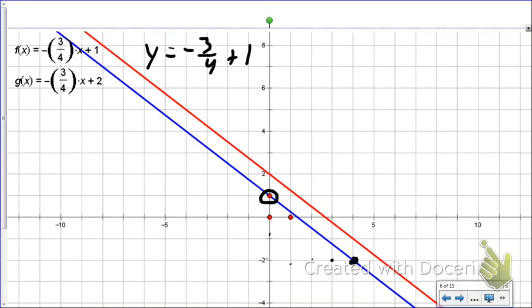So you can see the blue line, that's what the equation is. For g of x, that equation says y equals -3/4 x plus 2. So you can see that it crosses the y-axis at 2, and again the slope is down 3, 1, 2, 3, right 4, 1, 2, 3, 4. And you can see that the lines are parallel. You can see that they run next to each other and they're never going to intersect, which is what parallel means.